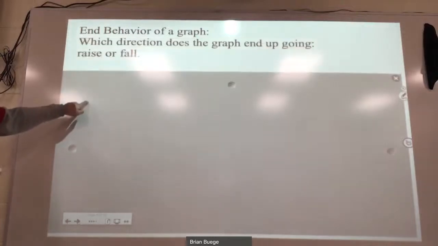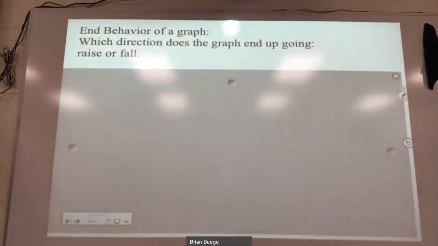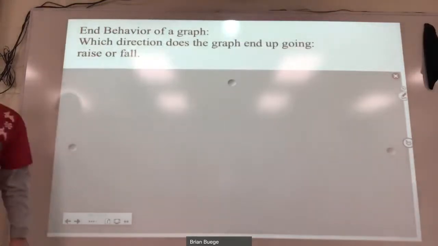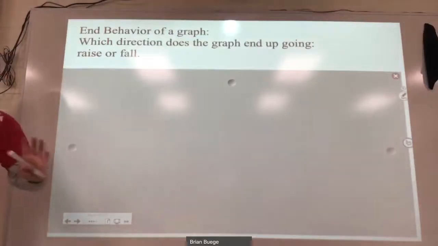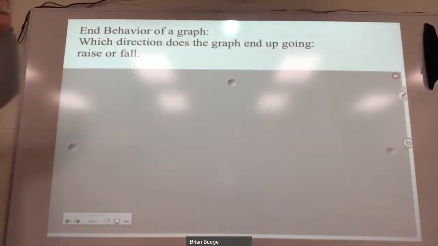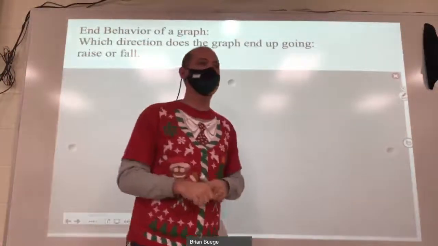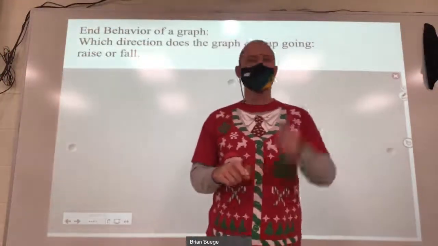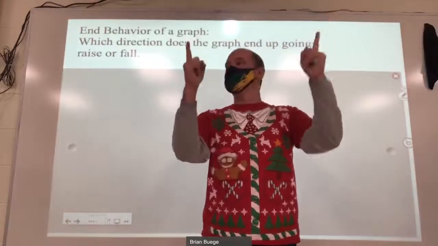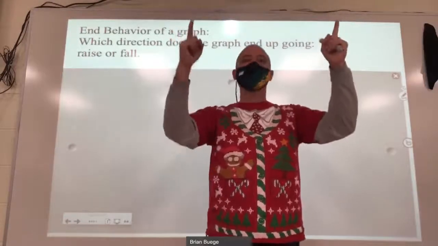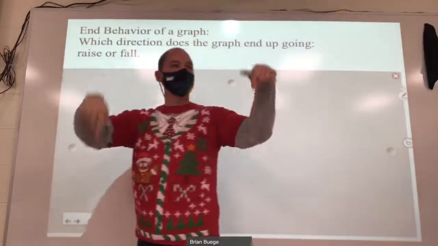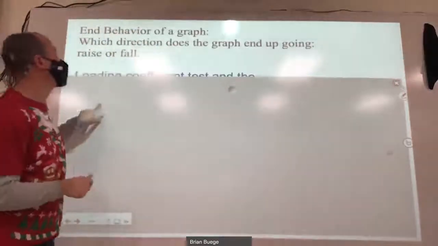So if we take a look, end behavior is which direction the graph is going, whether it rises or falls. We talked about that. Odd functions start in one end and either increase or decrease, and end the opposite way. Even functions always start and end in the same spot, like a parabola opening up, both ends pointing up, or it opens down, both ends pointing down.